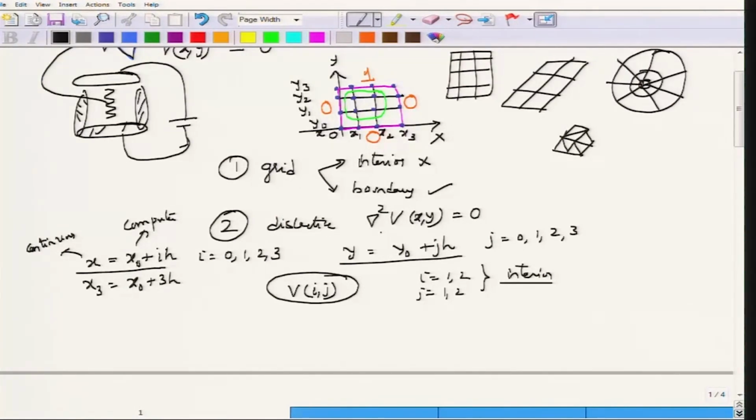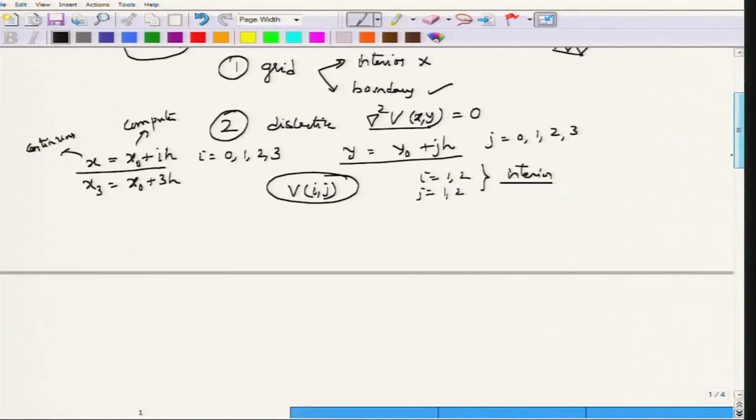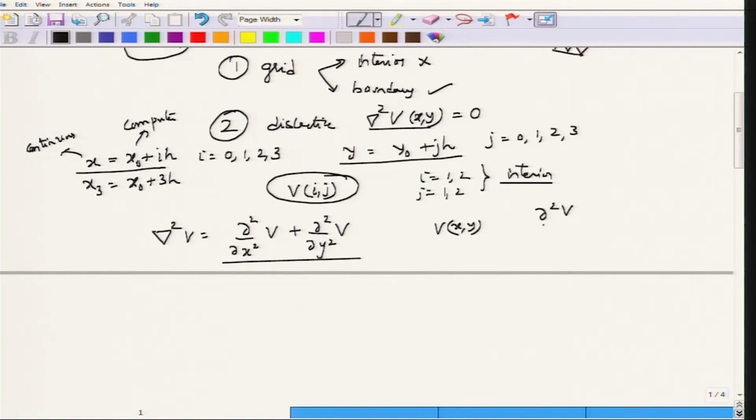Now, the second step is to discretize this del square v of x comma y equal to 0. Now, what do I mean by del square v? Let us expand that. Del square v is actually del square by del x square of v plus del square by del y square of v. Now, this seems to indicate that if v of x y is the potential function, then del square v by del x square is actually the second partial derivative when y is taken to be a constant.